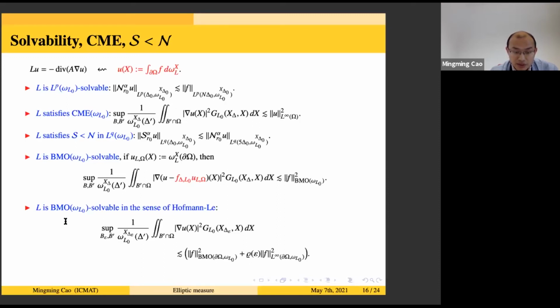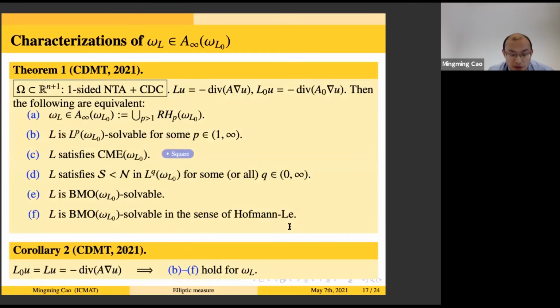Finally, we see that L is Bion solvable in the sense of Hofmann-Le if the following estimate holds. Compared to the Bion solvability, it removes this term, but on the right-hand side, it needs a new estimator. Here, rho of t equals 0 as t tends to 0. This is our definition. Using this notation, we now state our theorem.